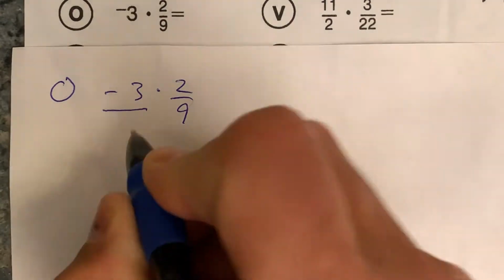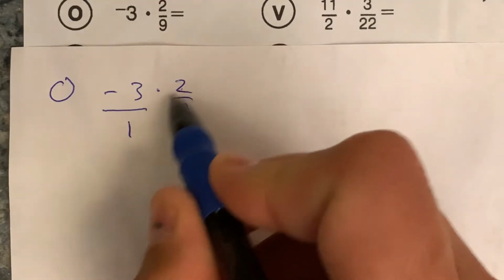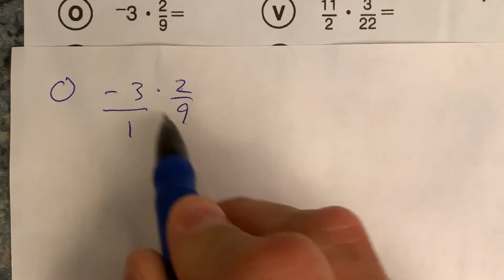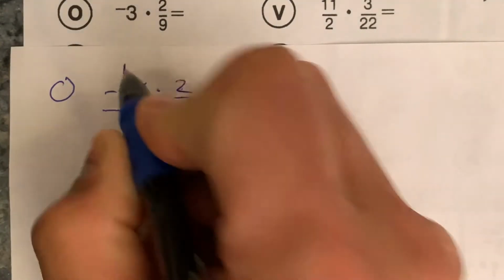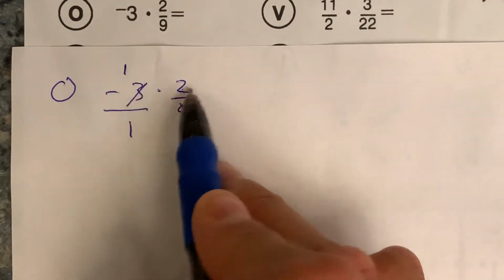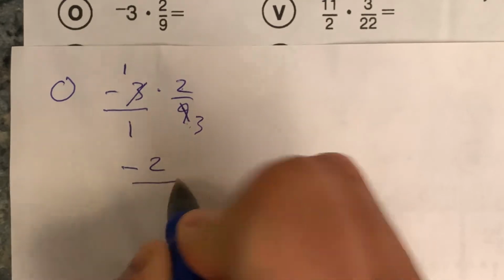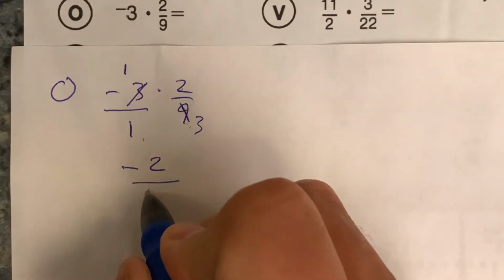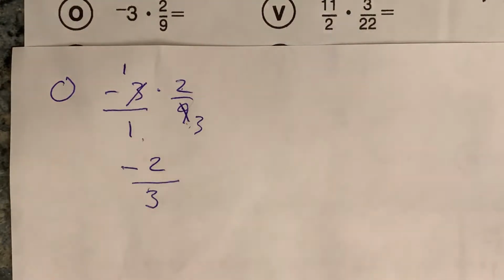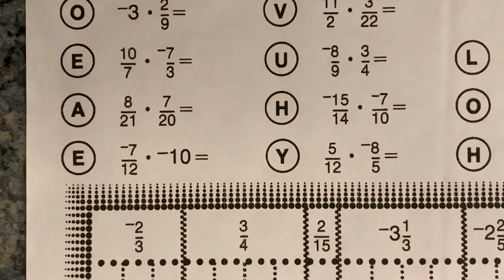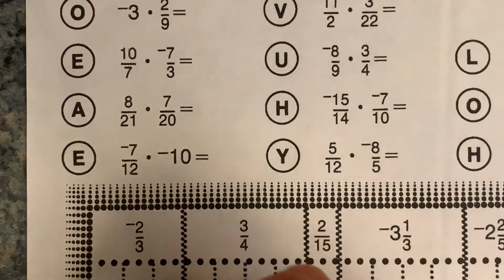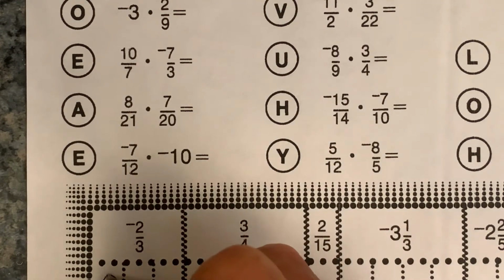So -3 over 1, and then here, 2 and 1 can't be canceled, but these share a common factor. I can divide them both by 3. So I divide the 3 by 3 to get 1, and the 9 by 3 to get 3. Then I get -1 times 2 is -2, and 1 times 3 is 3. So this one equals -2/3. So over here, down here, -2/3, I'm going to put an O in here. Okay, like that.